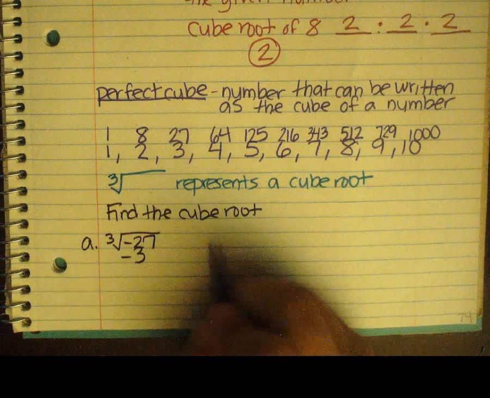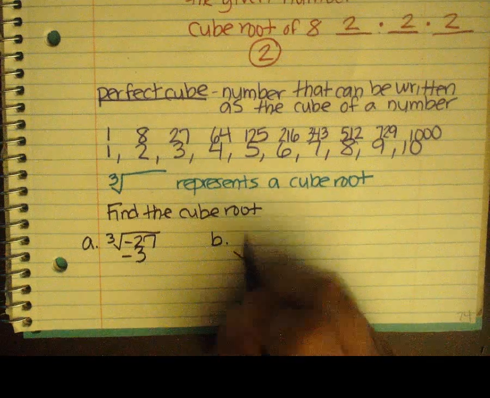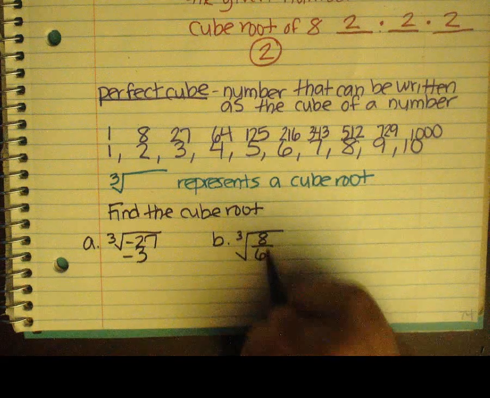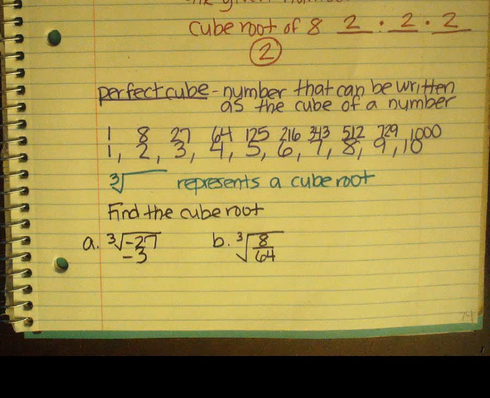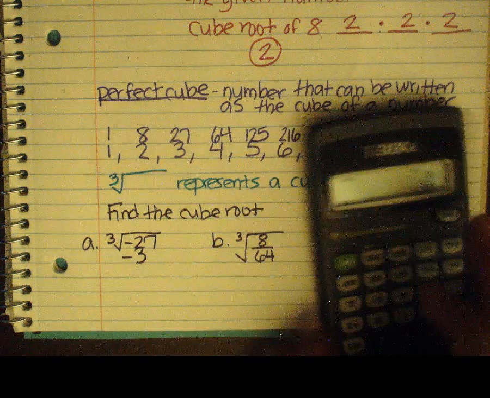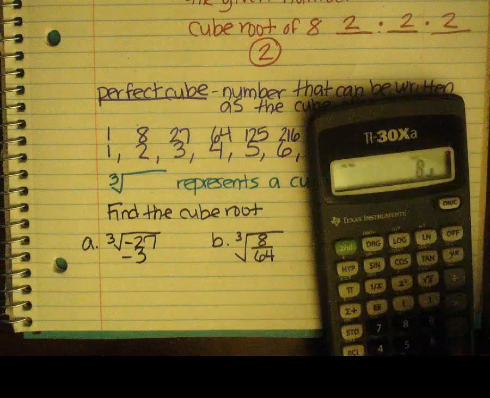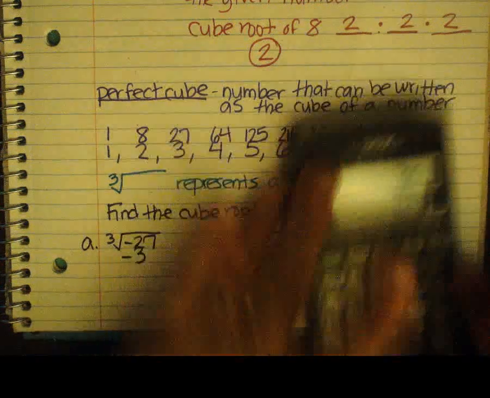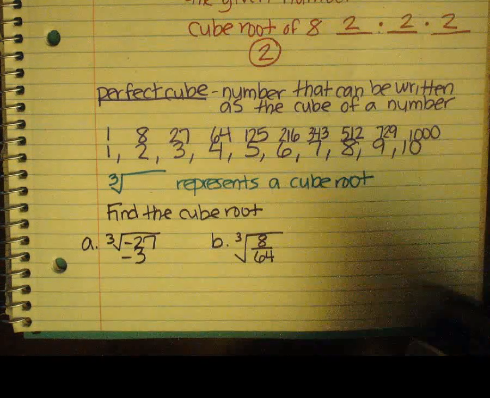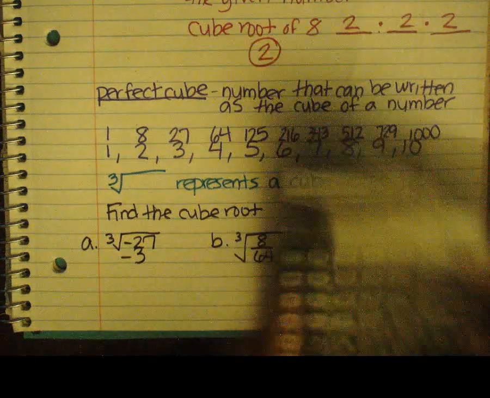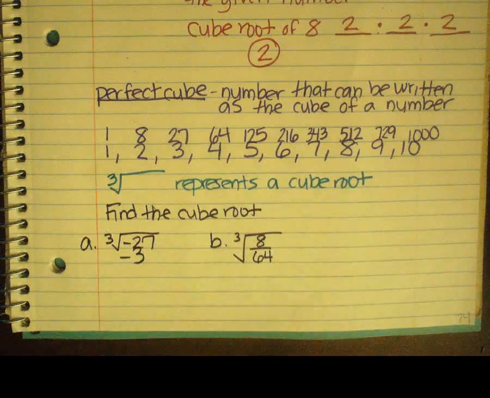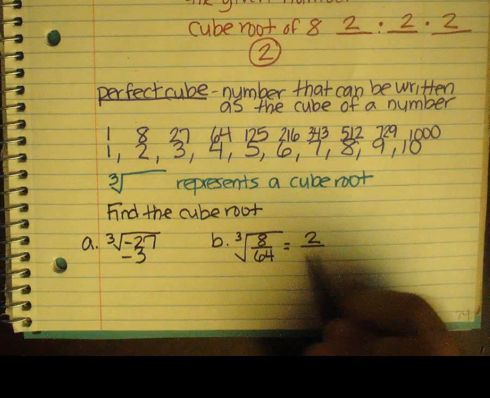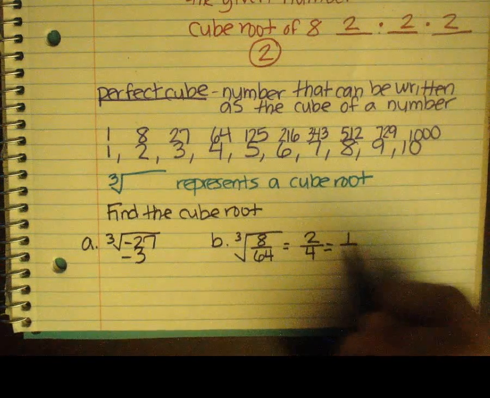Guys, try this next one on your own. See if you can do it. It's going to be the cube root of 8 over 64. If I go to my calculator, 8, ABC, 64, I push second, the cube root button, and it gives me 1/2. Let's check that. The cube root of 8 is 2. The cube root of 64 is 4, which is 1/2. It was right.